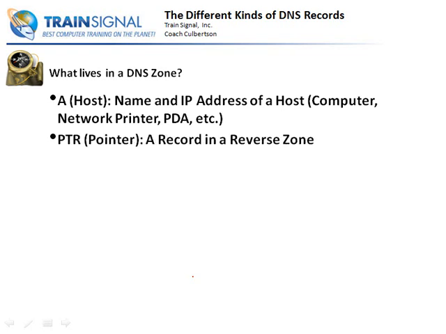Now, a pointer record is actually kind of the exact opposite in terms of its format. A pointer record is a record in what we call the reverse lookup zone, and instead of having the name and IP address, it has the IP address and name, just in a different order. Okay, and I'll show you what that'll look like here in just a minute.